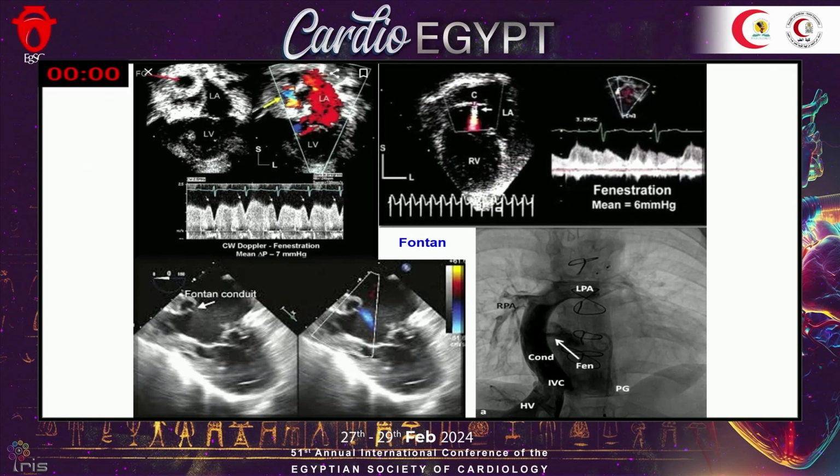And this is the Fontan detected by the echo, and this is the fenestration that can be detected in the atrium, and this is the flow in the Fontan, and this can be an obstructed or stenotic opening with a pressure gradient above 7 millimeters of mercury. And this is the Fontan as detected during cardiac cath. It can be intracardiac with fenestration or extracardiac, and the extracardiac is preferable because it avoids late atrial arrhythmia.